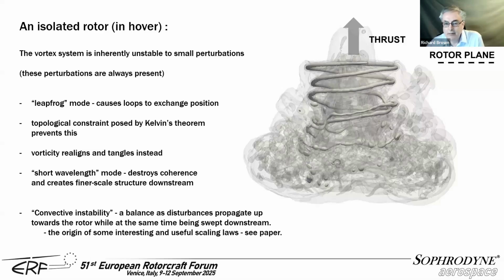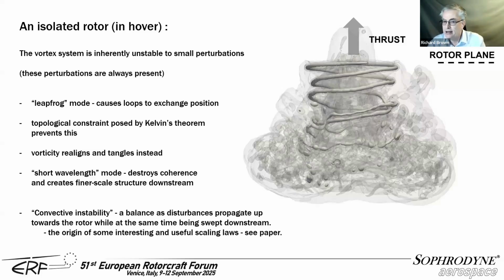Now, there are two basic modes of instability within the helicopter rotor wake. The first is a mode which is called the leapfrog mode. And what that does is it causes these individual loops of vorticity from the blades to actually exchange position as they move downwards into the flow. And here you can see one of these positional exchanges having just taken place. So this vortex over here actually belongs below the one that's over here. But because of this instability, they've exchanged position. Now, if you've got individual vortex loops, then those vortex loops can quite happily exchange position and carry on their merry way down into the flow.